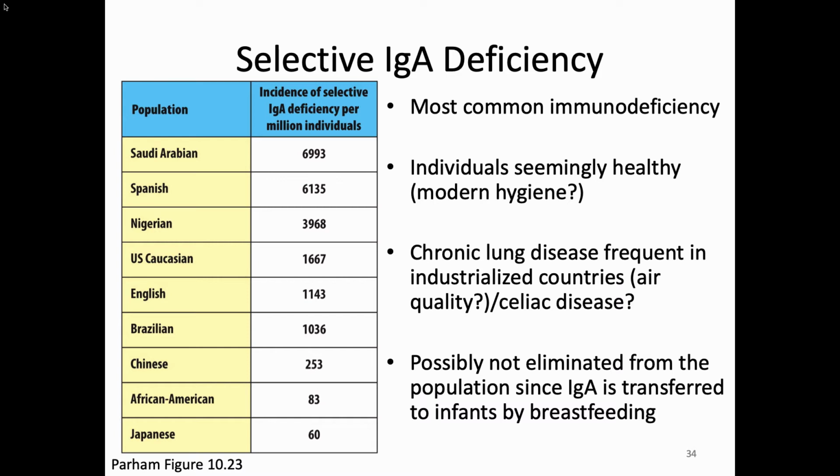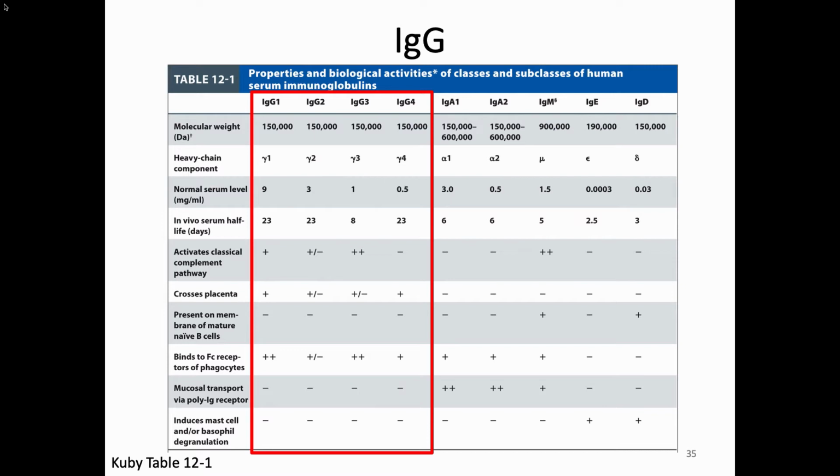So we got 4 isotypes down. We got to talk about number 5. Our 5th isotype is IgG. You can see some information about IgG here. So what types of things do you notice about IgG? Yep. It's the only one that crosses the placenta. We'll come to that in a second.